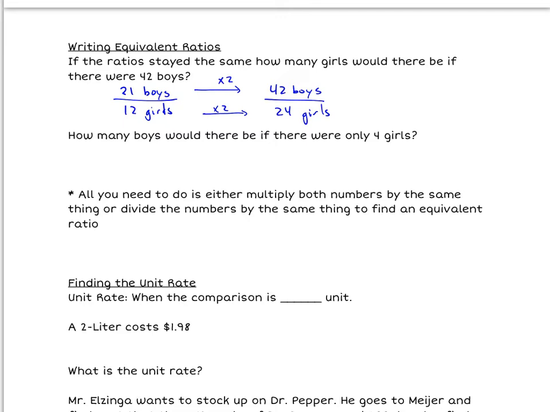Going the other way, if we start with our same ratio, 21 boys to 12 girls, we want to go all the way down to 4 girls on the bottom. So to go from 12 to 4, we divided by 3. So on the top, we're also going to divide by 3. So we would have 7 boys. Those are what we call equivalent ratios. And again, you can multiply by anything. When I make equivalent ratios, I like to do the multiplication one because I think multiplication is easier than dividing. But you can always use a calculator. We're trying to avoid decimal answers, though. You should always have whole number answers.